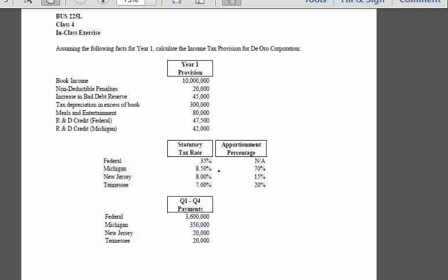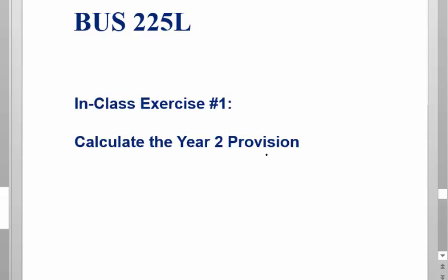Okay, so the question that you're solving for is, I want you to calculate the year two provision. But we'll do this in pieces, because I feel like you'll give up. So we'll do it in three pieces. One is you're going to calculate the year one provision. We're going to do that like it's an exam, so I'm going to give you 15 minutes. You've got to do it fast, work in groups, but don't mess around, and then tell me the answer. So you get 15 minutes to do it.